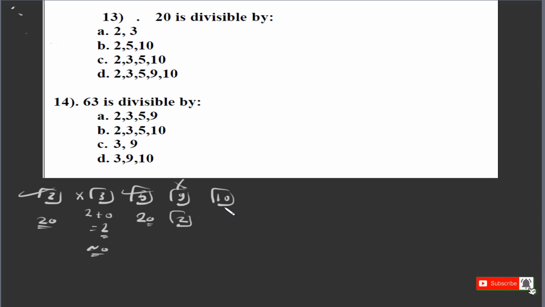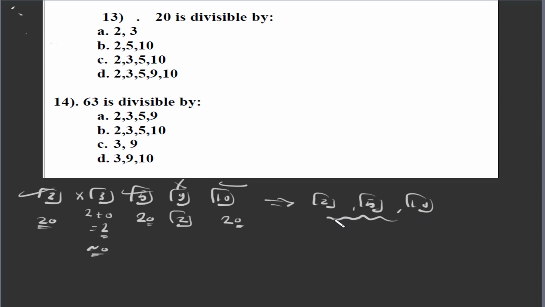The last one, we have divisibility by 10. The number is divisible by 10 if the last digit is 0. The last digit here is what? It is 0. So 20 is divisible by 10. So 20 is divisible by 2, 5, and 10. For example, if we have a number like 480, this is a nice number. Why? The last digit is 0, so it's divisible by 2, 5, and 10.